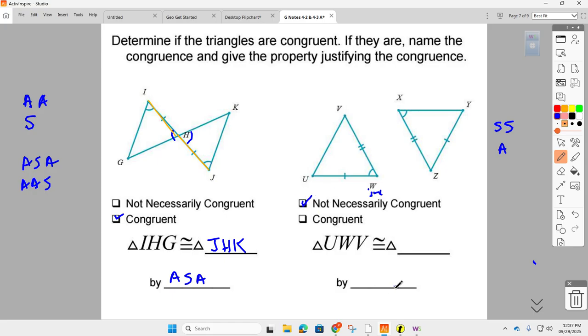We don't give a reason if they're not congruent. We'll only give a reason or justification if they are congruent. Any questions on those? Does that make sense, Charlie?